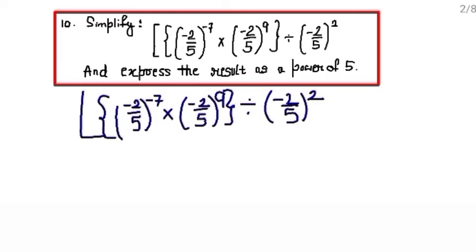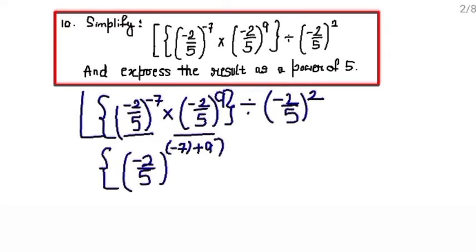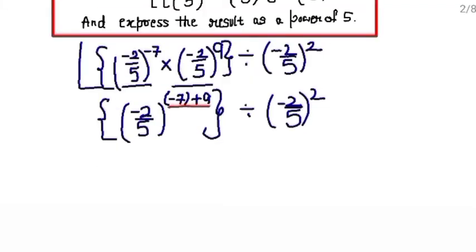According to BODMAS, firstly we will solve this inner bracket. Bases are same here, so powers will be added because we are multiplying them. So write the base once, minus 2 upon 5. Powers will be added, so add them: minus 7 plus 9, bracket close, divided by minus 2 upon 5 raised to the power 2. Now solve this exponential part.